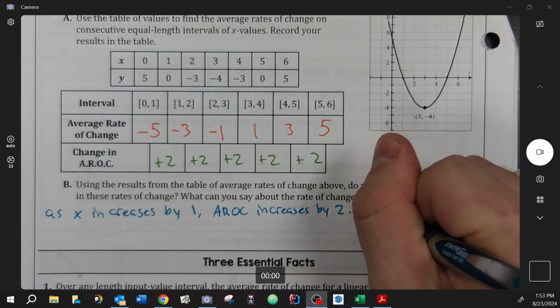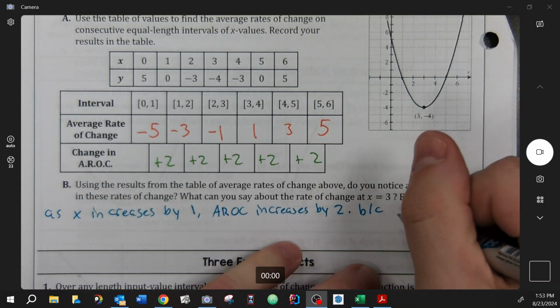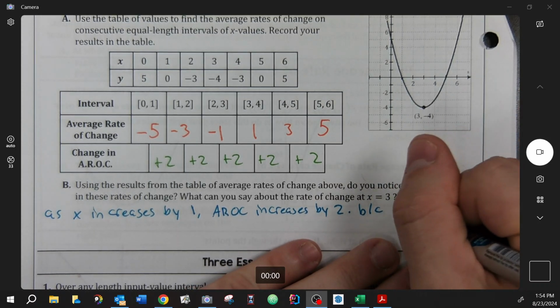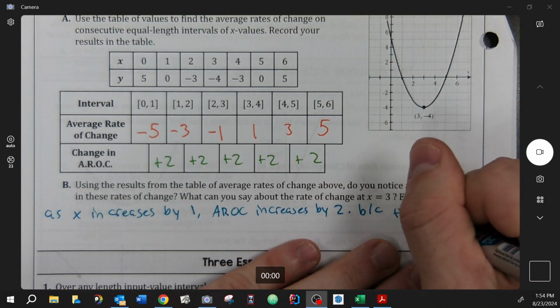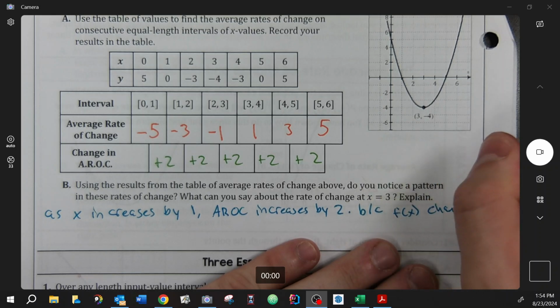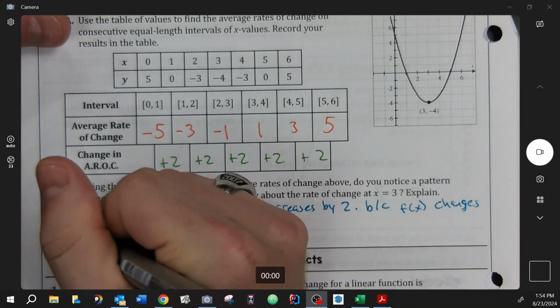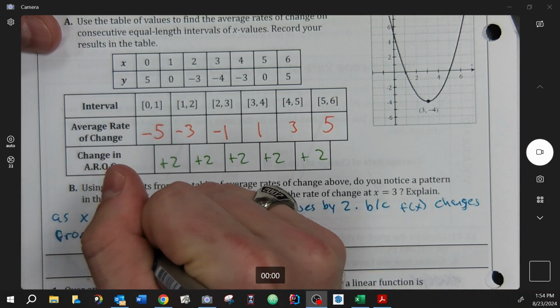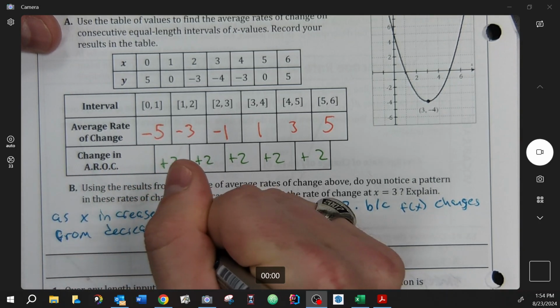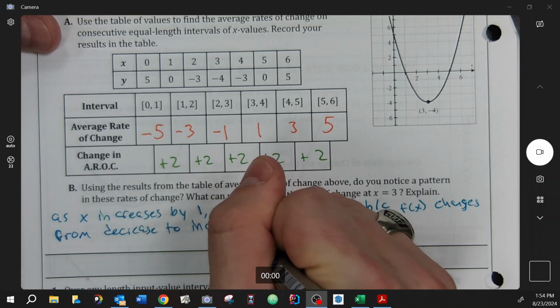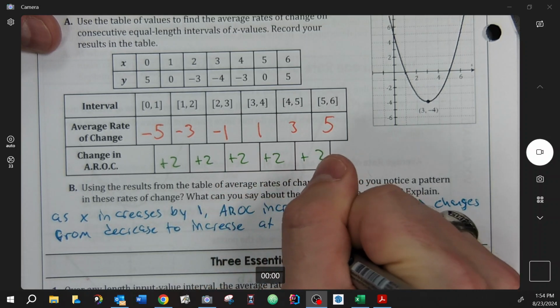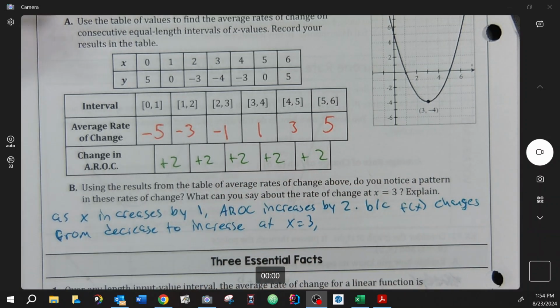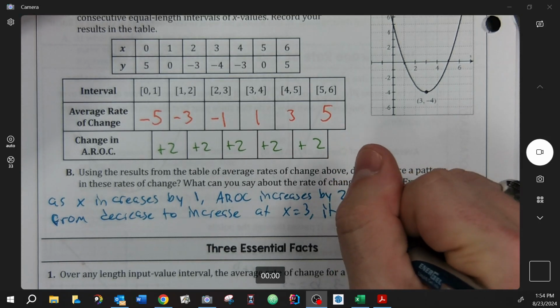So we're going to say because f of x changes from decrease to increase at x equals 3, it is a turning point.